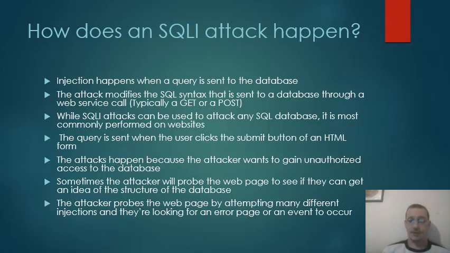The attacks happen because the attackers want to gain unauthorized access to the database. Sometimes the attacker will probe the web page to see if they can get an idea of the structure of the database. The attacker probes the web page by attempting many different injections, and they're looking for an error page or an event to occur, something that's going to give them the structure of the database or give them an idea if their code's even being run.